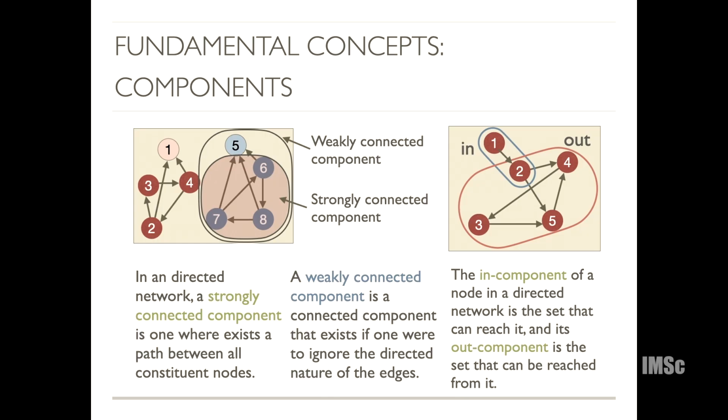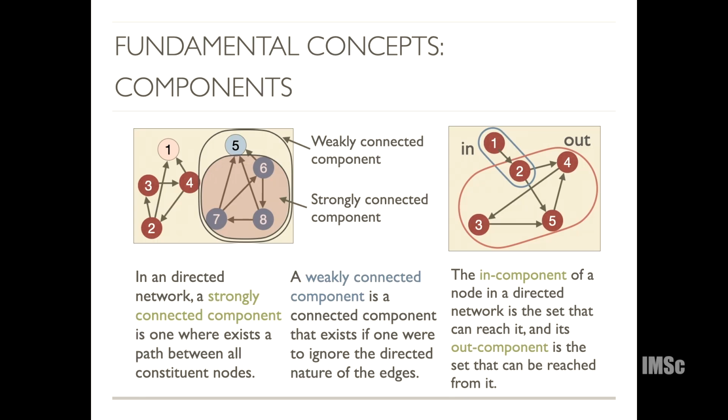And the same is true over here as well, right? So I can go between 6, 7, and 8, but 5 I can only reach that. I can't go to any of the other nodes. So in a directed network, you still have the concept of components, right? But you now have two types of components.